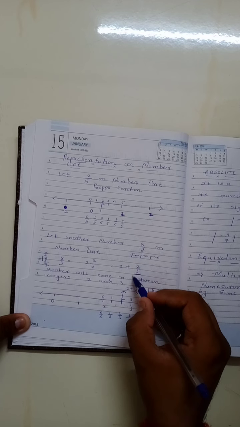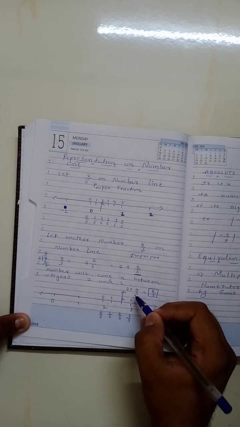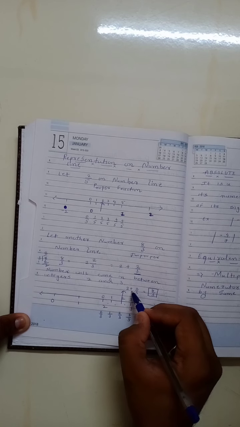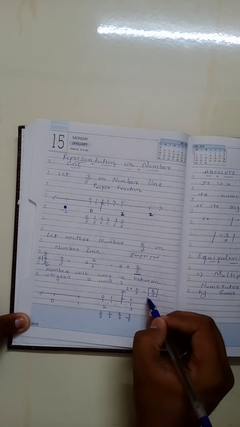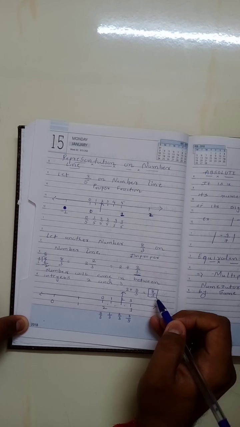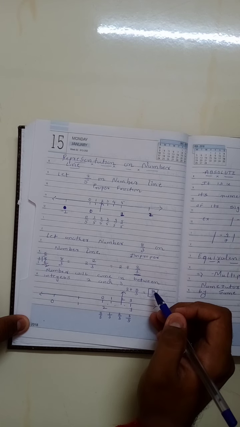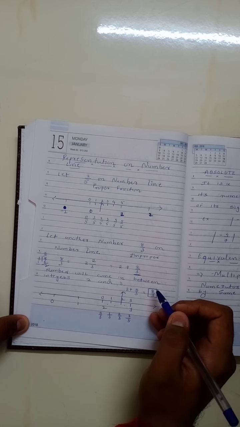So here we have to consider the second part, 2 upon 3. So this 2 upon 3 part will be 2 plus 2 upon 3. So the total will be 8 upon 3. In the same way, you can represent negative numbers of this type on the number line too. Okay, I hope you will understand in the best possible way.